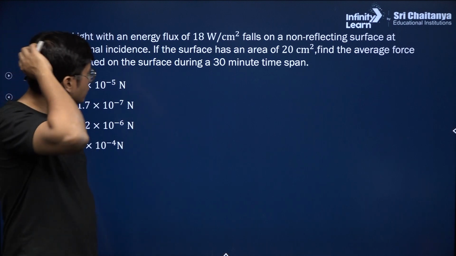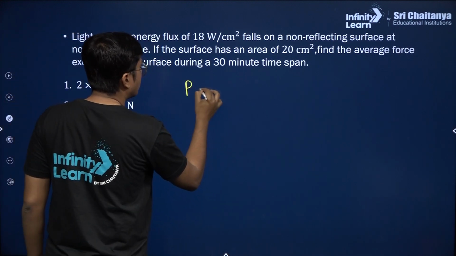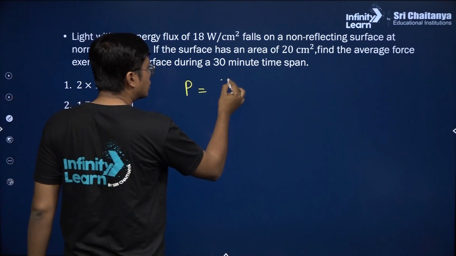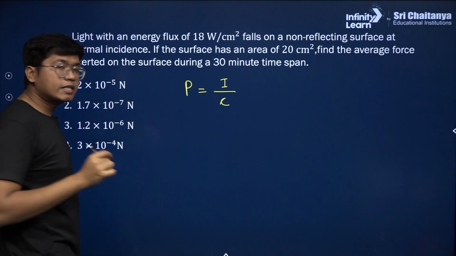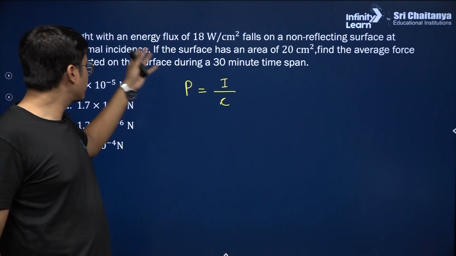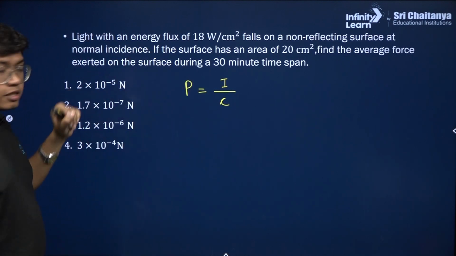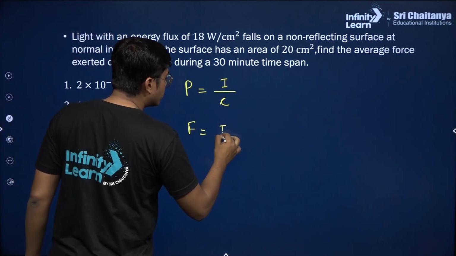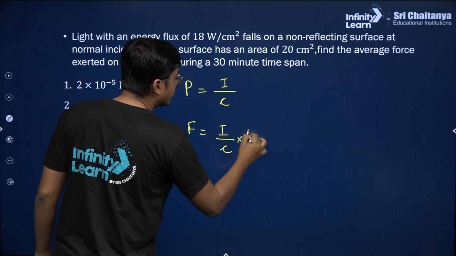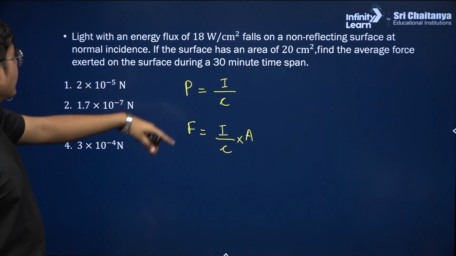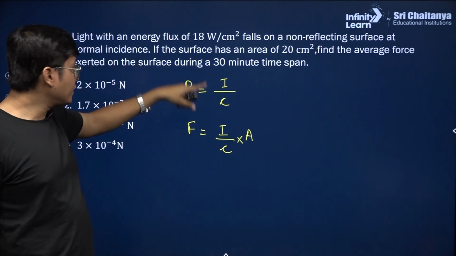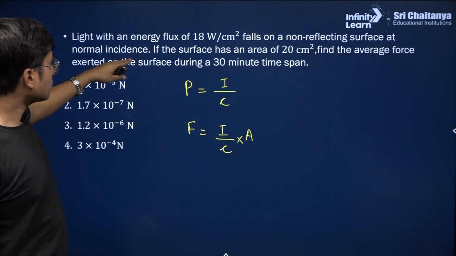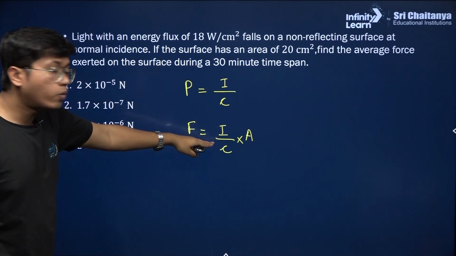So how do you proceed with this? We know that the pressure on a fully absorbing surface, so here it's completely absorbing, the pressure is just the I by C, intensity divided by the speed of the wave, or the speed of light in this case, because it's light coming in. Okay, this is the pressure. We need the force. Force is just the pressure into area, which is just the I by C multiplied with the area. We have been given the area, we have been given the intensity I, and we also know what the speed of light is.